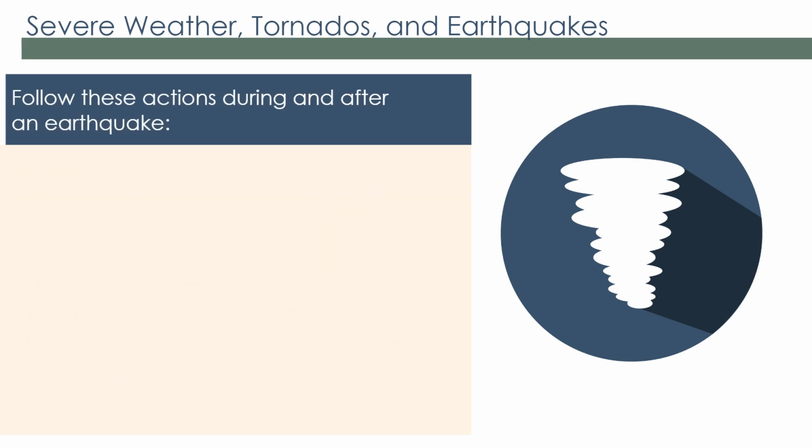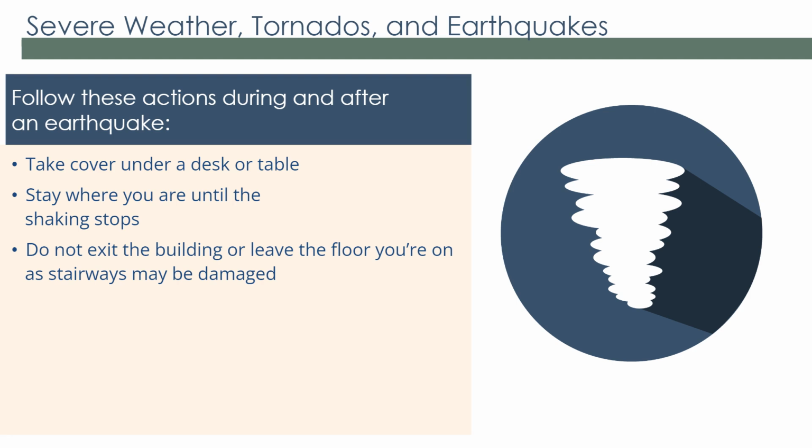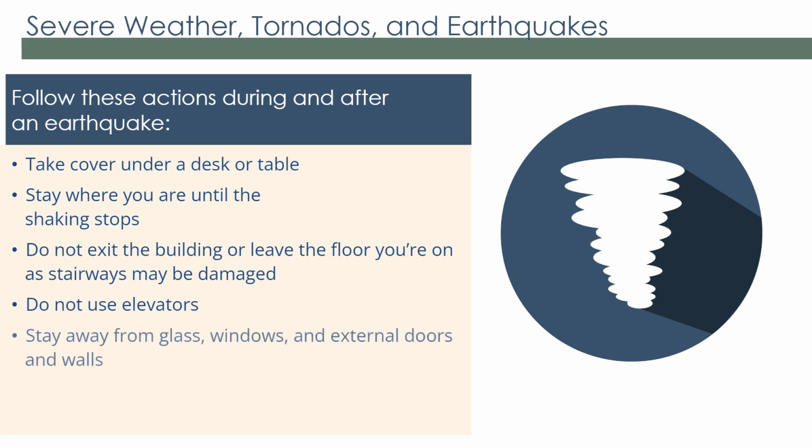In the event of an earthquake, there are important safety measures you should follow during and after an earthquake. Drop down and take cover under a desk or table. Stay where you are until the shaking stops. Do not exit the building or leave the floor you're on, as stairways might be damaged. Do not use elevators; there could be power loss or structure damage leaving you trapped. Stay away from glass, windows, external doors and exterior walls, and be alert to things that could fall from overhead.